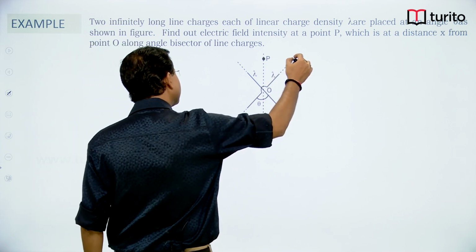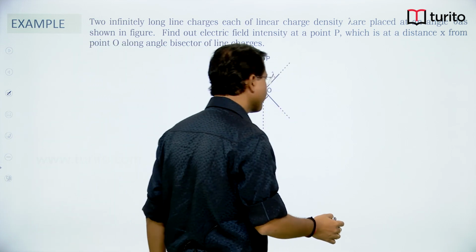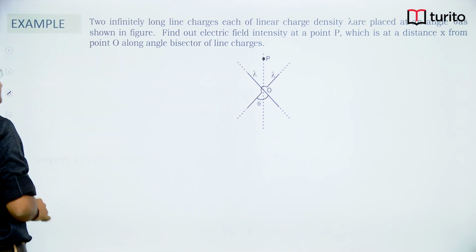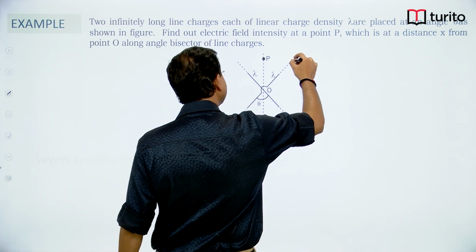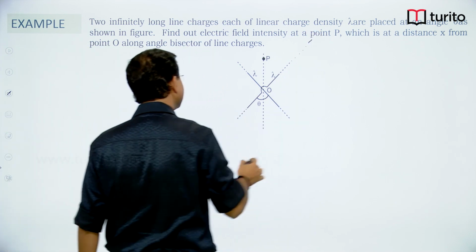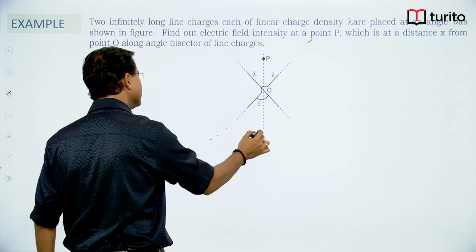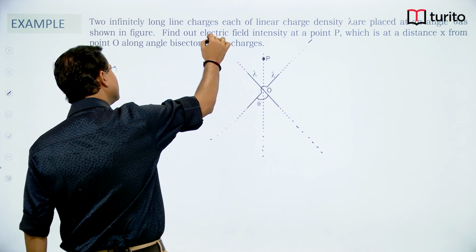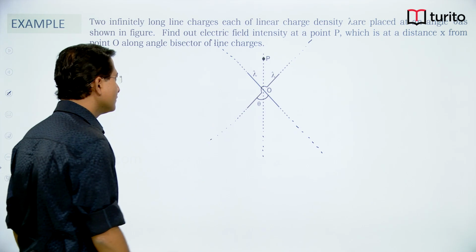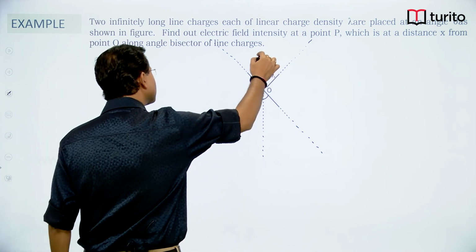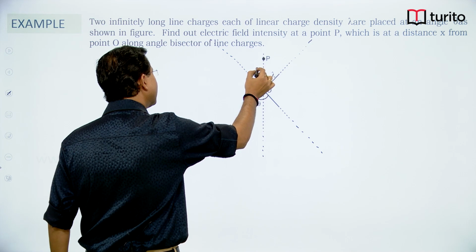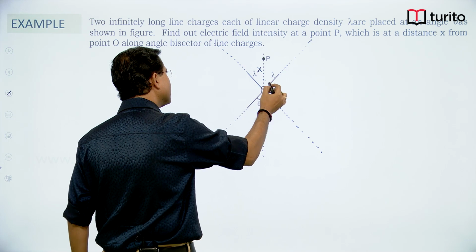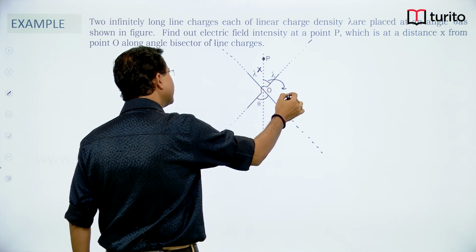So look at this one, if I extend this wire, let us call this distance as something, some x, right, and if this angle is theta, this angle will be theta by 2, right.